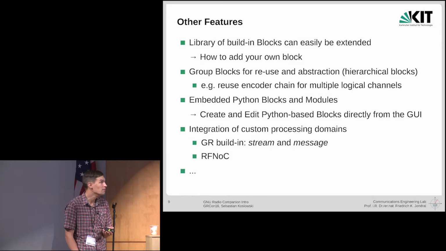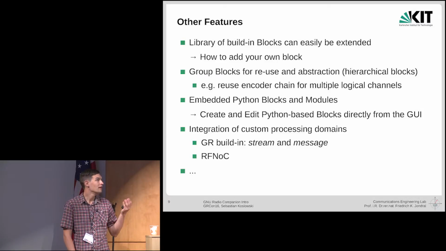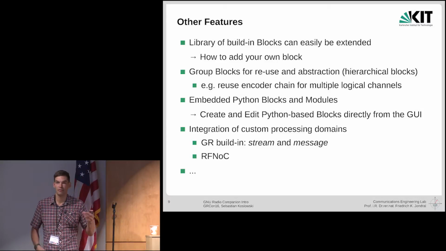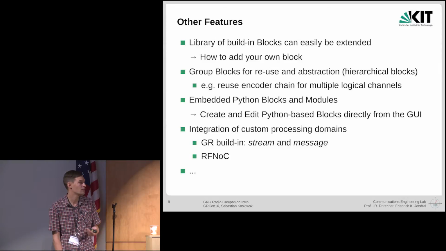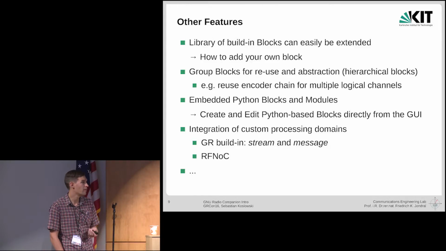different processing domain, so there has to be some additional stuff working. What actually has to change in GRC, from the perspective of GRC, is that a different kind of connection code has to be generated. And this is what domains are for. So if you want to have custom connections or custom domains, you can talk to me about this one. RFNoC is the prime example of this feature.